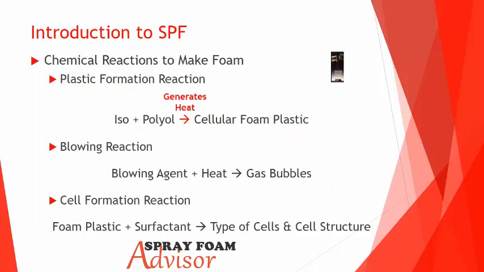When the A-side and B-side mix, they lead to several reactions. First, the polyol and isocyanate react to create the plastic formation reaction, and this reaction generates heat, also known as an exothermic reaction. The heat from the chemical reaction itself generates the blowing reaction, which turns the blowing agent to gas, forming tiny bubbles inside the plastic polyurethane matrix and causing foam expansion. These gas bubbles and the surfactant determine the type of cells and the cell structure. The resulting plastic solid mass has beneficial properties for insulation and roofing applications.